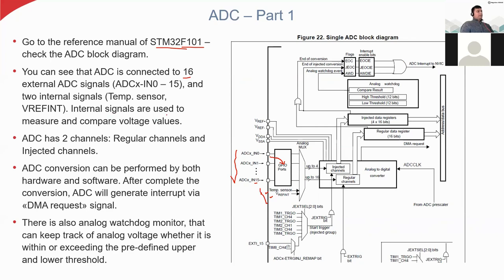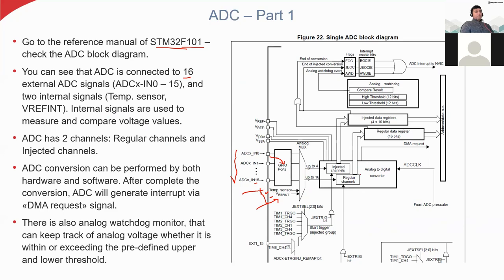So internal signals are used to measure and compare voltage values. Whatever voltage you are measuring externally, and also you can set up this reference value, this one will compare those values. And also this is the actual analog to digital converter. This is just like an interface. These pins are receiving these ADC signals, and then through this multiplexer, it's given to this analog to digital converter.